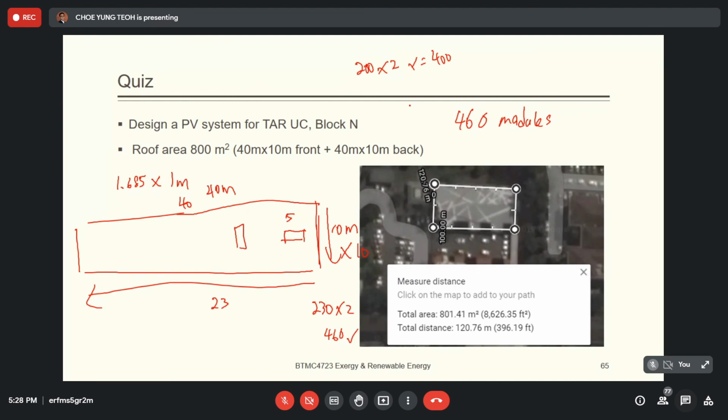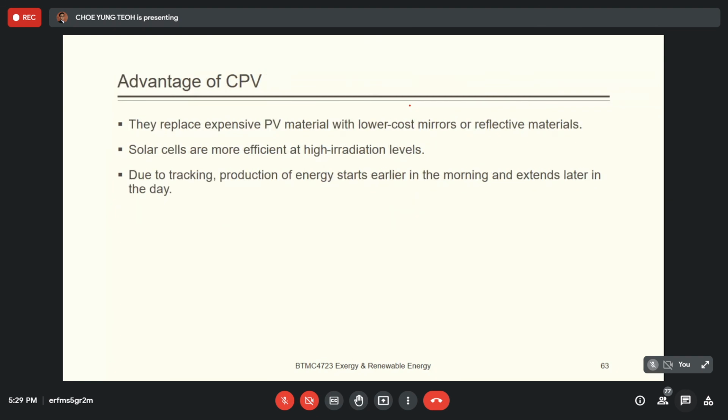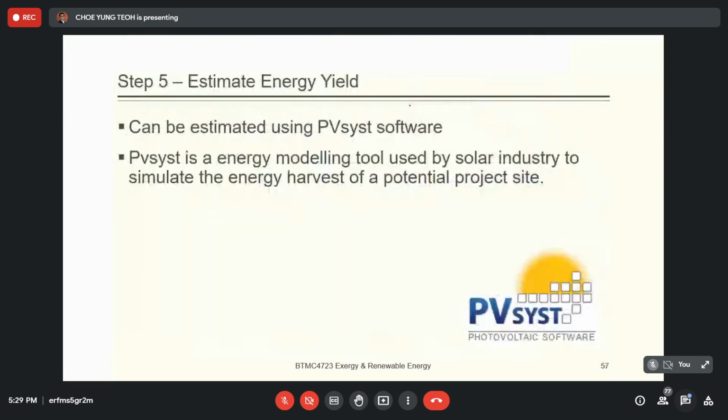Okay, but for some of the cases, I just want to put the panel to power up something, to power my air conditioning system. Then you have to base on the energy needed for the air conditioning system, and then calculate how many modules you need. That's another story. Okay, so you have to go through.